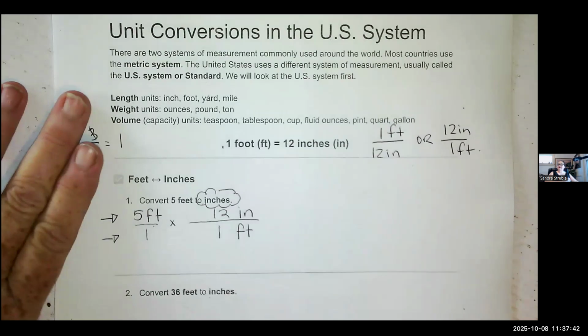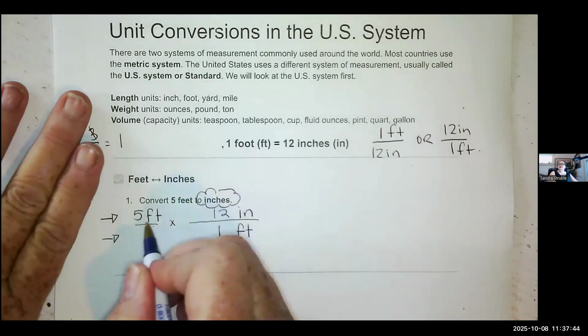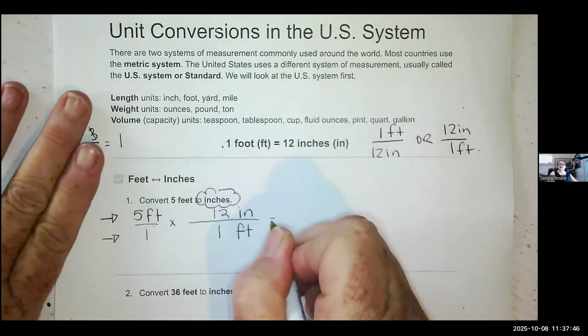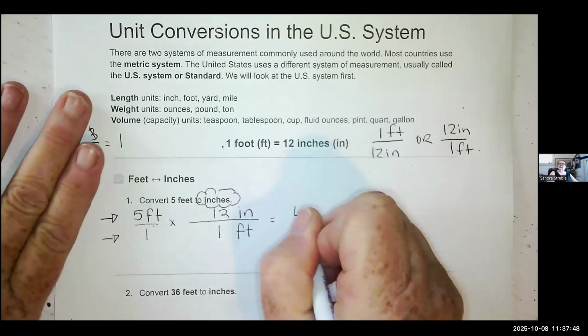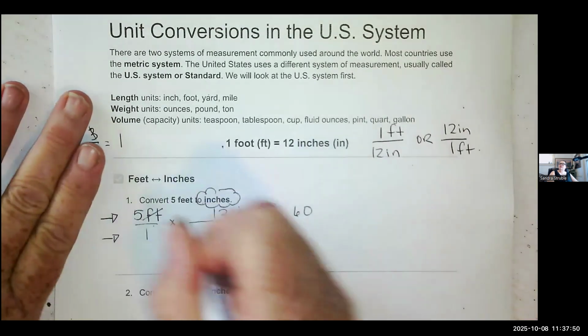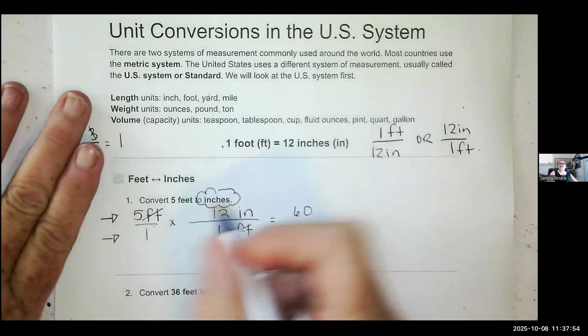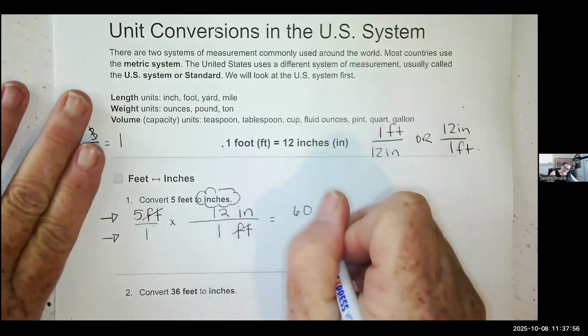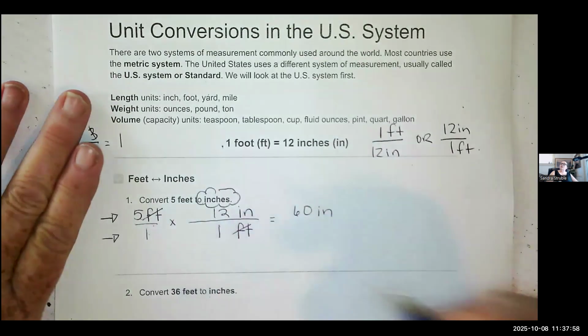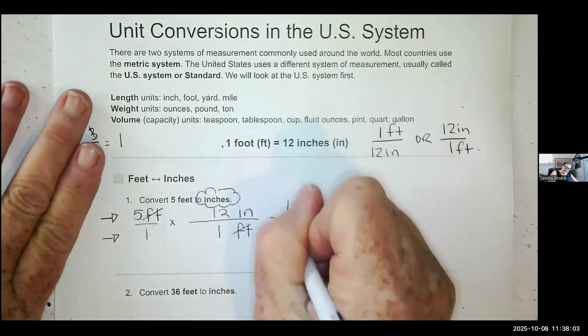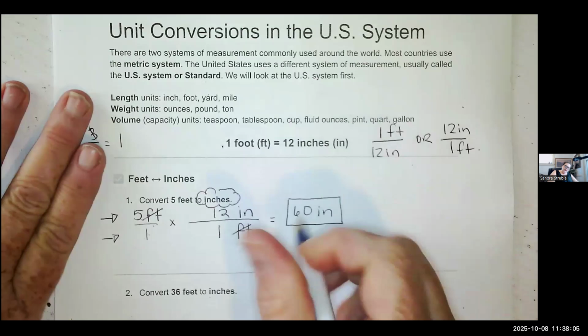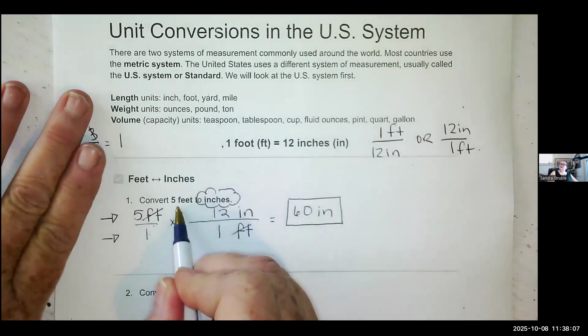Now we multiply. When you multiply straight across, 5 times 12, use your calculator, is 60. Our feet reduce, one on the top, one on the bottom. That's how we reduce them, and we're left with inches. 1 times 1 is 1, so there's nothing in the denominator. So 60 inches is equivalent to 5 feet.